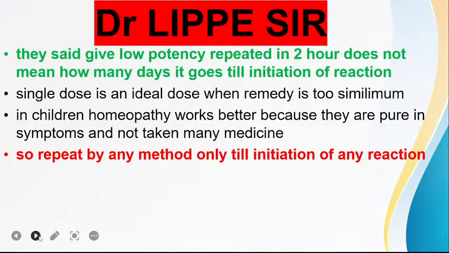Now Dr. Lippe sir basically also trusted in the repetition of the dose. Whatever they do, they give a low potency repeated every 2 hours. Whatever the state of chronic disease, Dr. Lippe sir selected the medicine and repeated it every 2 hours till the initiation of any reaction. Whenever the reaction started, Dr. Lippe sir stopped the medicine.